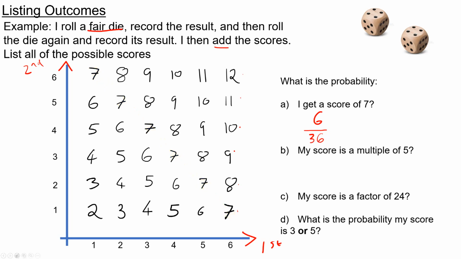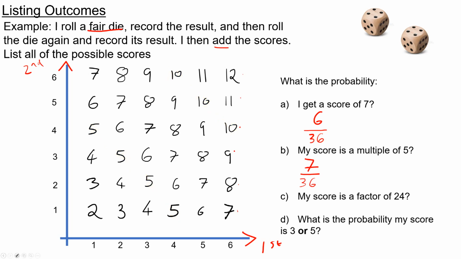The chance that a score is a multiple of 5, well, let's look at how many multiples of 5 we have. We have 10, we have obviously 5 itself, and that is about it. Those are our multiples of 5. Now we count them. 1, 2, 3, 4, 5, 6, 7. So the chance that I get a multiple of 5 is 7 out of 36.